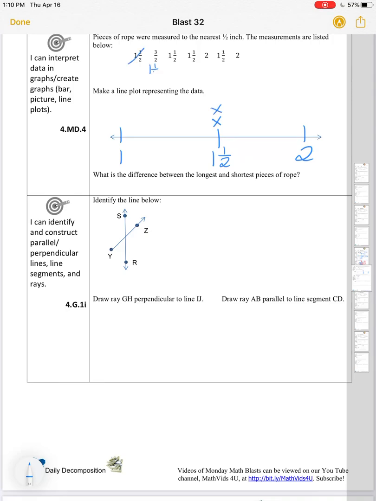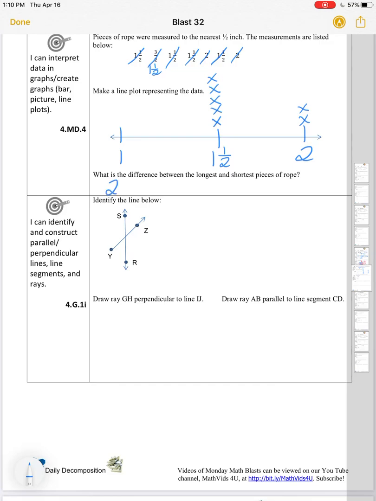So I have 1 1/2. I have 3/2, which we said is the same thing as 1 1/2. I have 1 1/2 again. I have 1 1/2 a fourth time. I have 2. 1 1/2 is represented a fifth time there, and 2. And again, that organizational strategy is plot the X and then mark it off so that we can keep track of where we're at in the data set there.